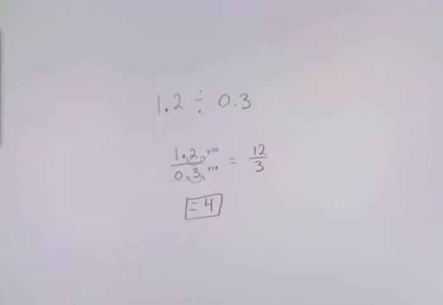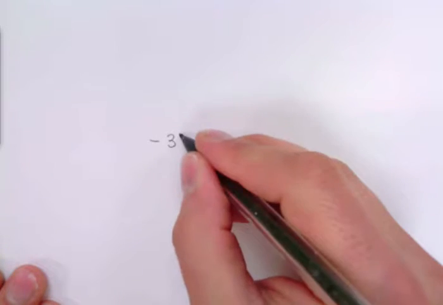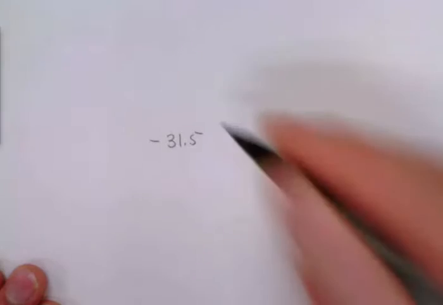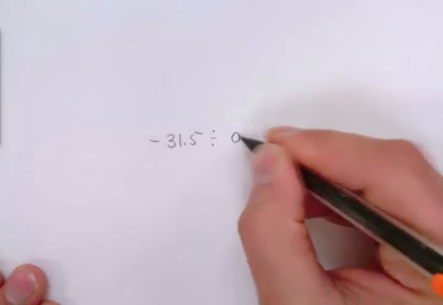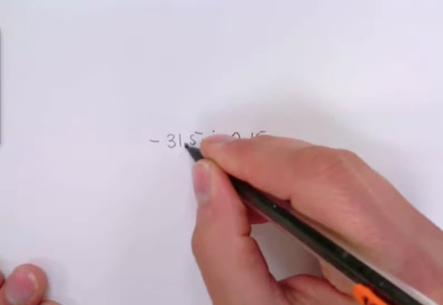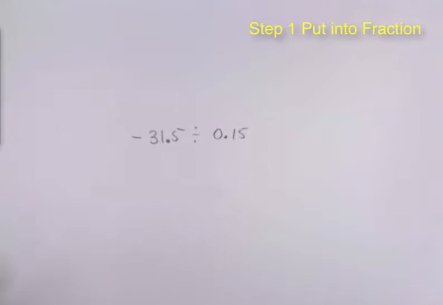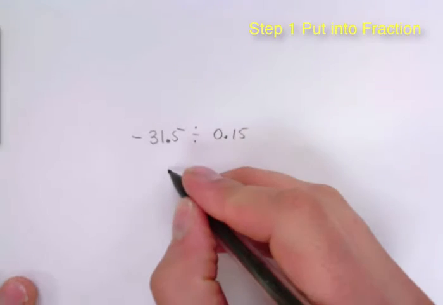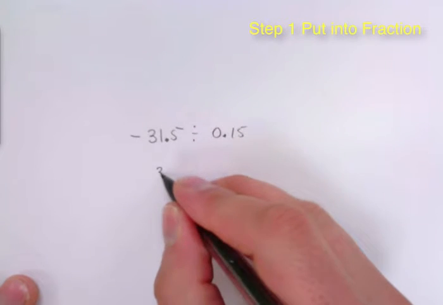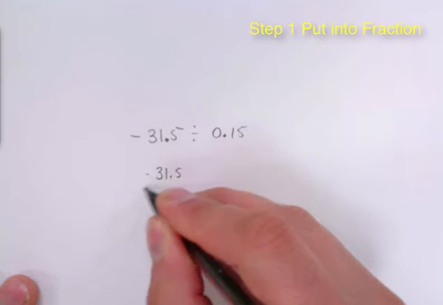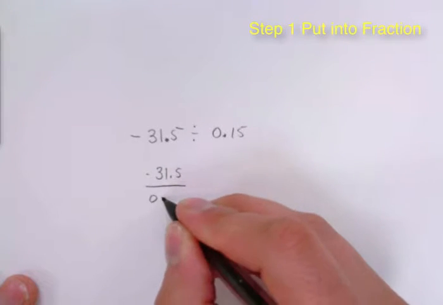Okay? Now let's take a look at a second question here. My next question, we're going to look at negative 31.5, and I'm going to divide that by 0.15. Okay? So I have here my question. So the first step again that I am going to do is put this into a fraction. So that's going to give me 31.5 over 0.15.